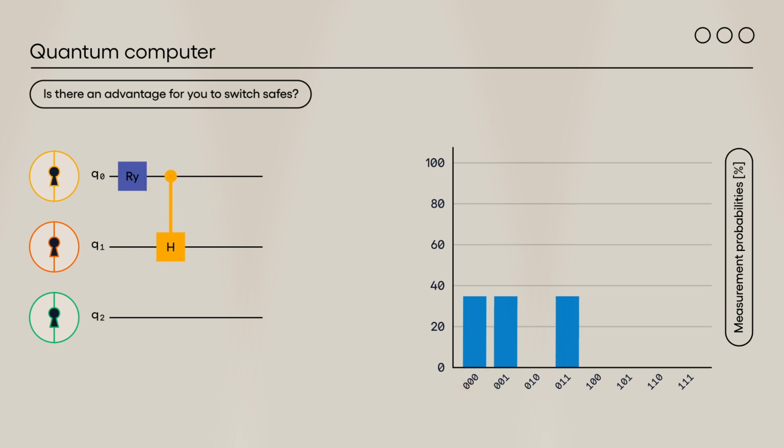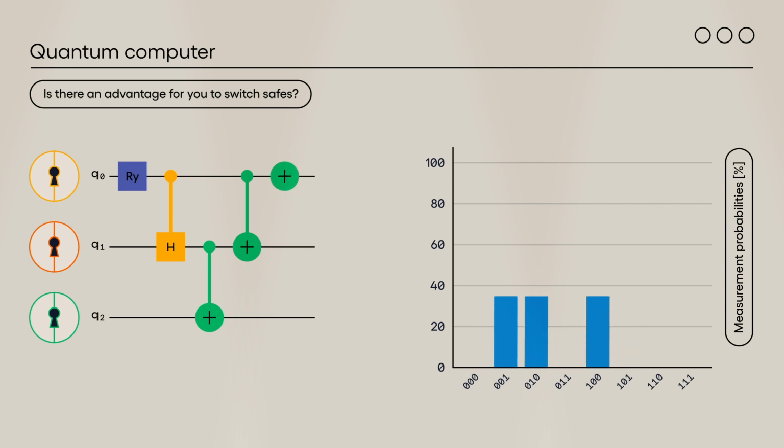Add a control Hadamard gate between Q0 and Q1. Insert 2 C0 gates, the first one between Q1 and Q2, and the second one between Q0 and Q1. Finally, add an X gate on qubit 0. That's all there is to it. The diamond has now been hidden randomly in one of the 3 safes. The 3 qubits are entangled together, and only one of them would have a value of 1 if measured.